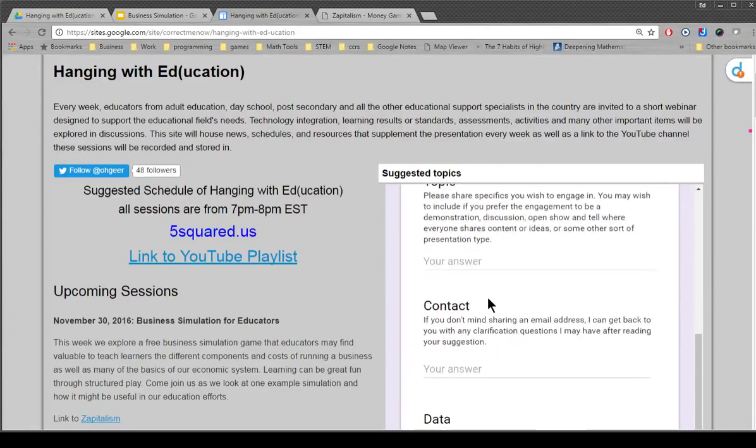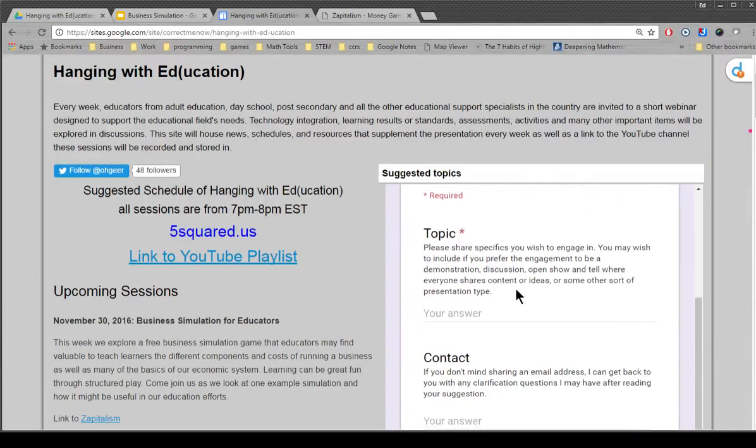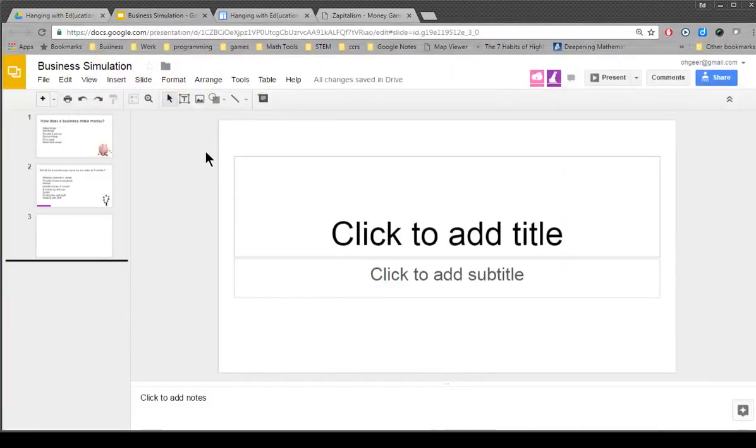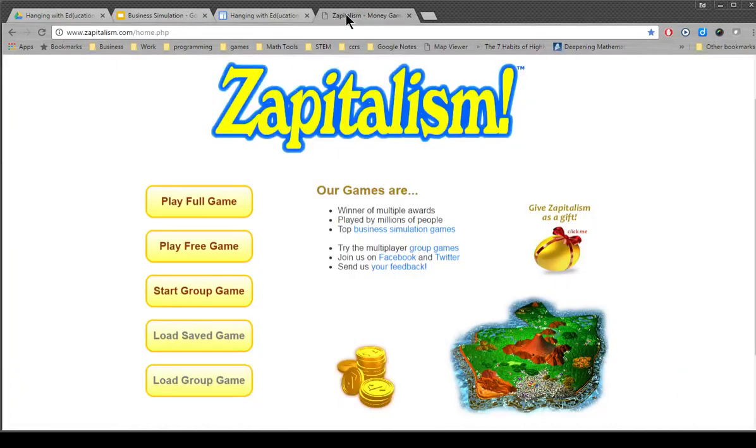One suggestion I might have, and I'd love your input on it if you're still here, we talked about a business simulation. What about a Wall Street simulation after this? Would people want to see that? There's a wonderful Wall Street simulation we can take a look at and see how that might work. It's a step up from Zapitalism. It doesn't have the childish graphics and such. It really gets into much more of a Wall Street session.